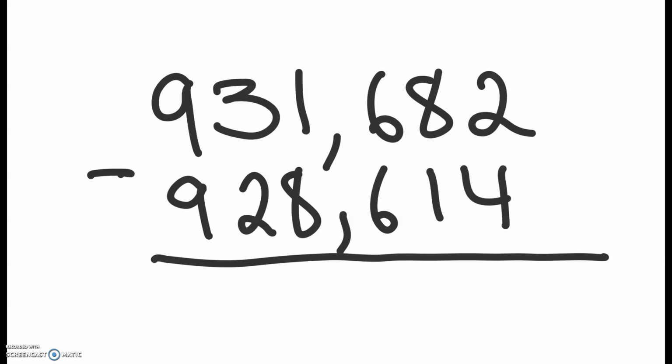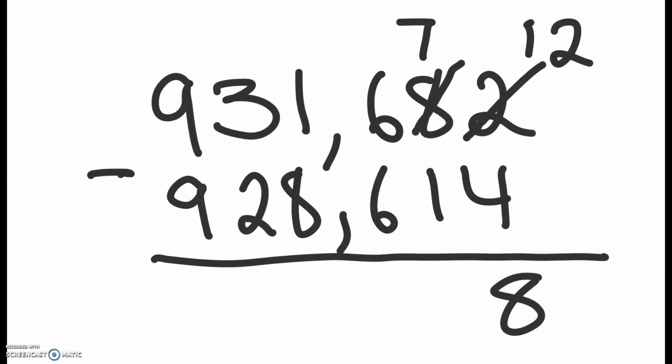We cannot do 2 minus 4. So we go to the next place value and we have to regroup. So this 8 now becomes a 7, and this 2 we regroup 10 more and it becomes a 12. Now we can perform the subtraction. 12 minus 4 gives us 8.